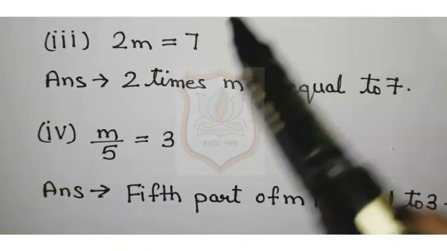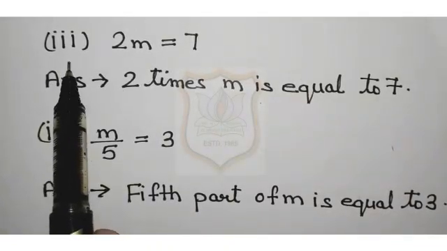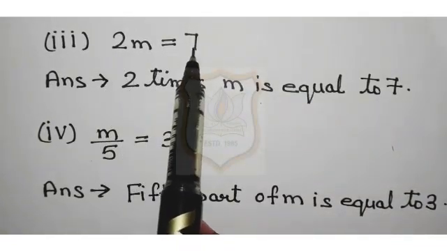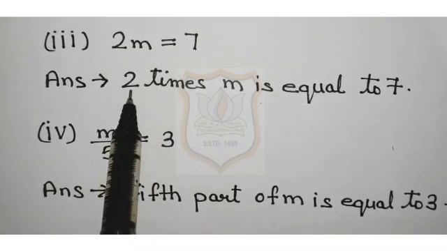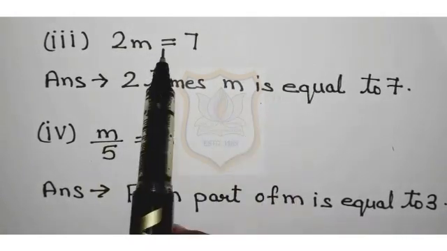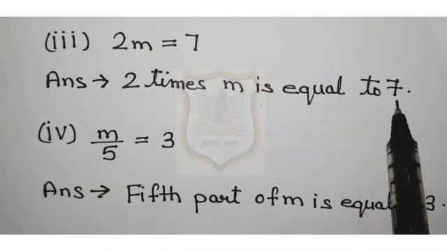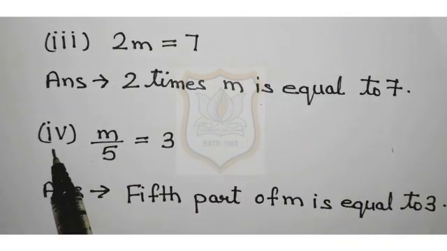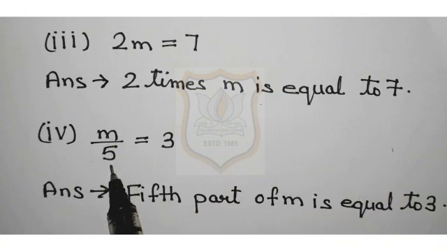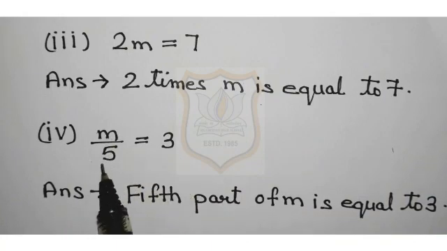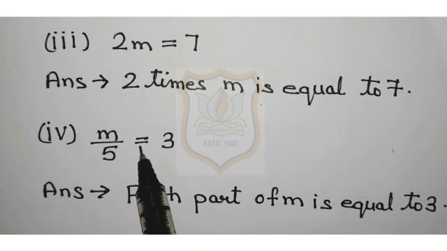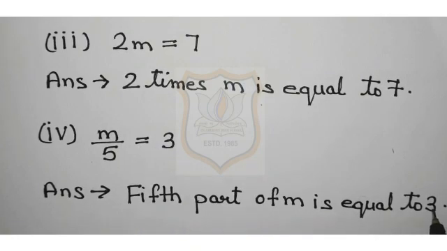Now let's solve the third part of question number 5, that is 2m is equal to 7. 2m means 2 times m. So 2 times m is equal to 7. Fourth part is m upon 5 is equal to 3. m upon 5 means fifth part of m. So the fifth part of m is equal to 3.